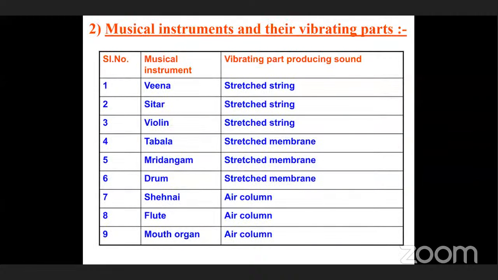So we'll just revise the musical instruments and their vibrating parts. Veena, stretched string. Sitar, stretched string. Violin, stretched string. In veena, sitar and violin, the vibrating part which produces the sound is a stretched string. Whereas tabla, mridangam and drum have a stretched membrane. When they are beaten with hand or stick, they produce the sound. In shehnai, flute and mouth organ, there are air columns which vibrate and produce the sound.